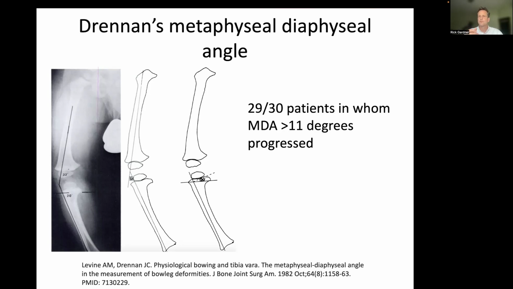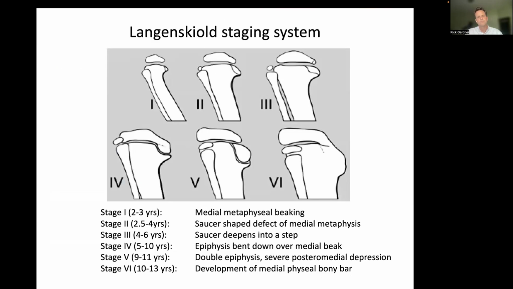Now, Drennan said if this was over 11 degrees, the majority progressed. I think many of us will take an angle a little bit higher, maybe even 15 degrees. But it's very helpful to look at this. And I think this in combination with the lateral thrust is certainly very suggestive of likely progression. The Langenskiöld staging system is also very helpful.